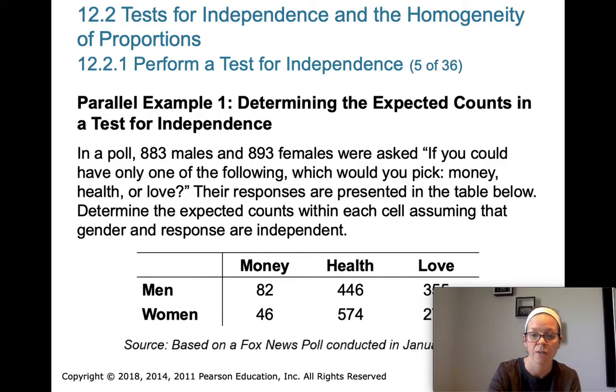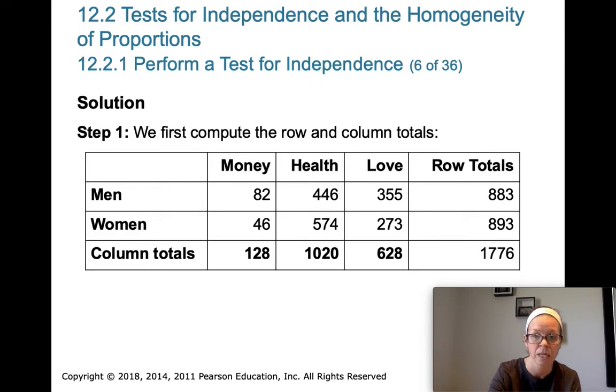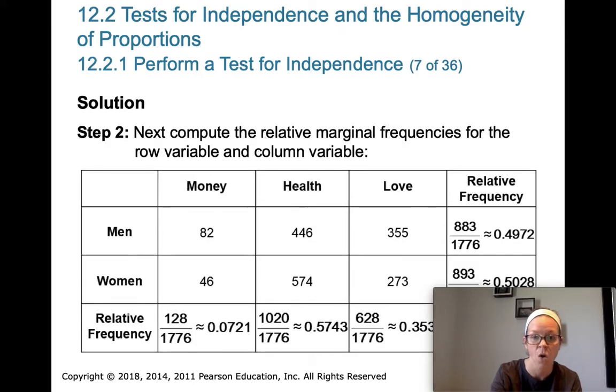So for the idea of expected responses, we want to first look at the row and the column totals. It told us that there were 883 men and 893 women. So those totals were given to us in the problem. The other totals we would just add up. Then we could figure out the relative frequency of each of those. We would divide the total for the row or the column by the total for the table.